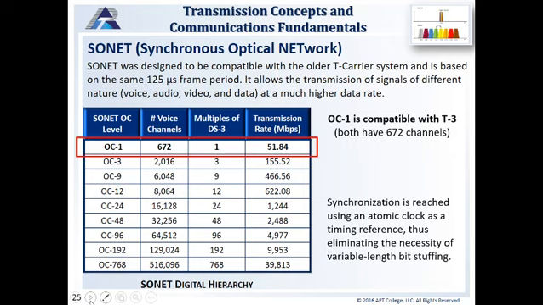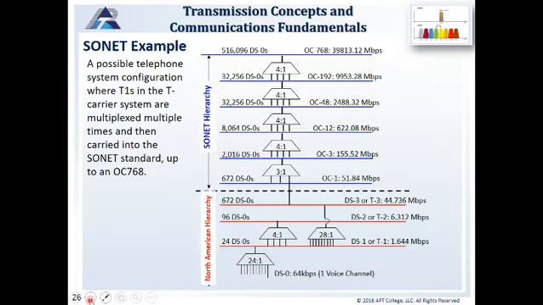Synchronization is reached by using an atomic clock as a timing reference, thus eliminating the necessity of variable length bit stuffing. We don't have to add those extra bits in for our SONET because they all draw their time from the same clock. So our SONET bit structure, we have our T1 lines feeding up to our OC lines. Once we get up to a T3, then we can start feeding into OC 1, 3, 12, 48, up to OC 678.